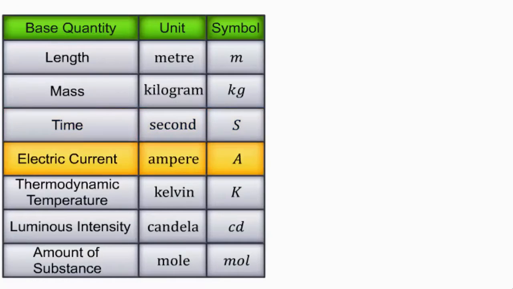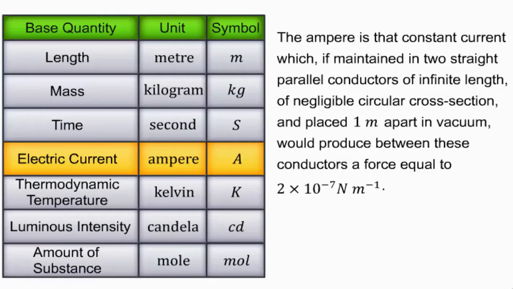Electric current is measured in ampere, denoted by the capital letter A. An ampere is that constant current which, if maintained in two straight parallel conductors of infinite length, of negligible circular cross-section, and placed 1 meter apart in a vacuum, would produce between these conductors a force equal to 2 × 10⁻⁷ newton per meter length of the conductor.